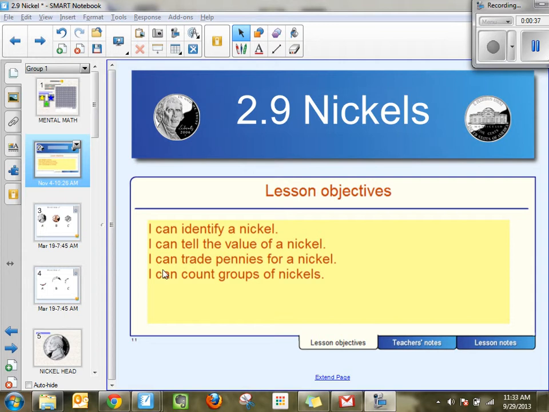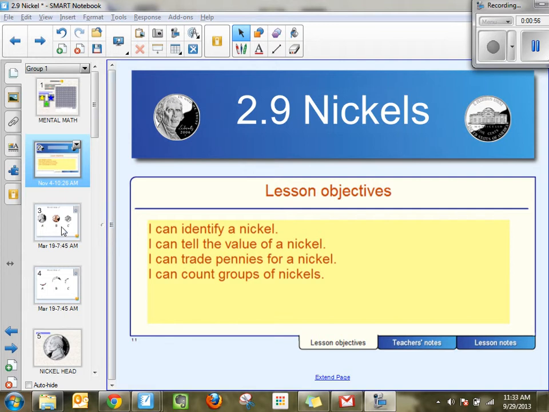The last couple things that we're going to talk about is how to trade pennies for nickels, as well as how to count a group of nickels. So those are the four big things: identify a nickel, tell me the value of a nickel, trade pennies for a nickel, and count groups of nickels. So that's a lot of stuff to get through, so let's get started.